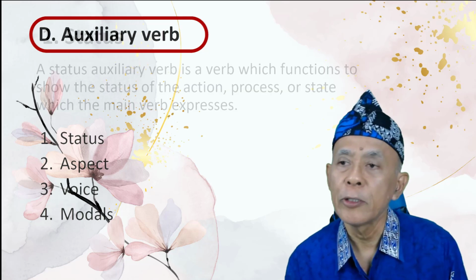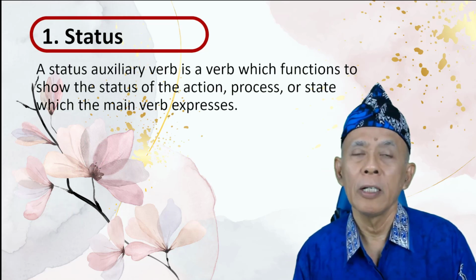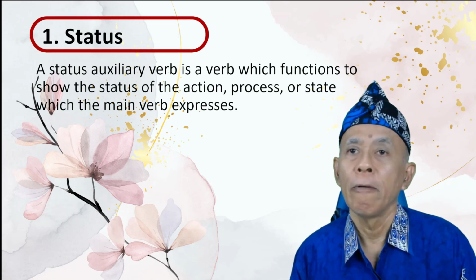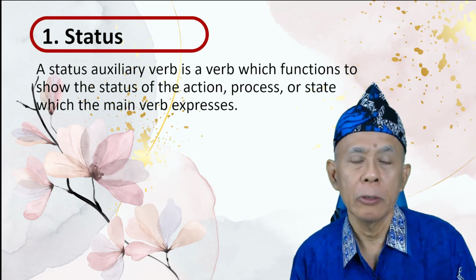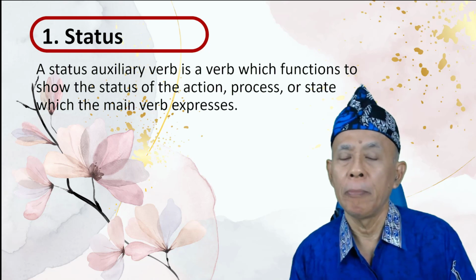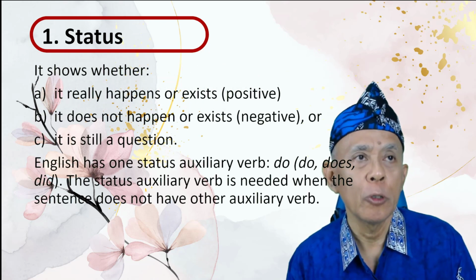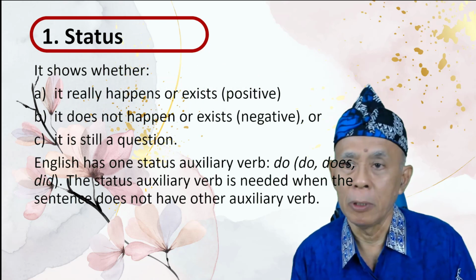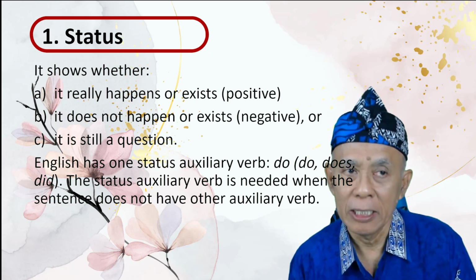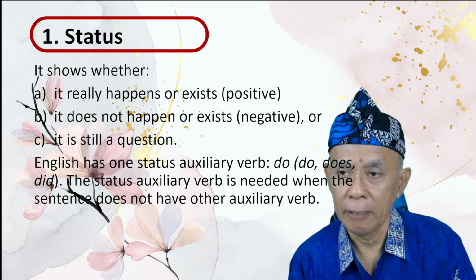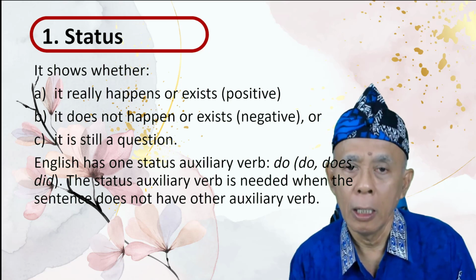Now let's see what a status auxiliary verb is. A status auxiliary verb is a verb which functions to show the status of the action, process, or state which the main verb expresses. It shows whether it really happens or exists, it's positive, or it doesn't happen or it doesn't exist, or negative, or it's still a question.